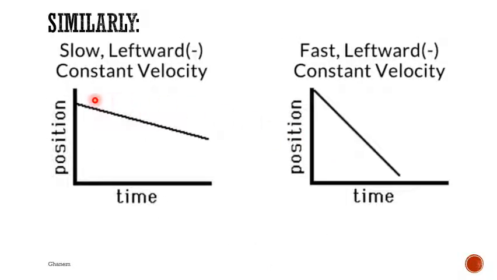For this case, what is the difference between graph number 1 and 2? Well, similarly, graph number 2, since the slope is steeper, then the car is moving faster, and both of them show a car moving along the negative direction.